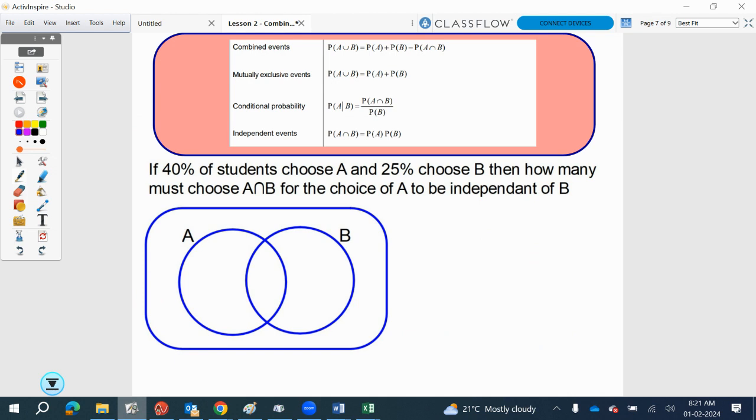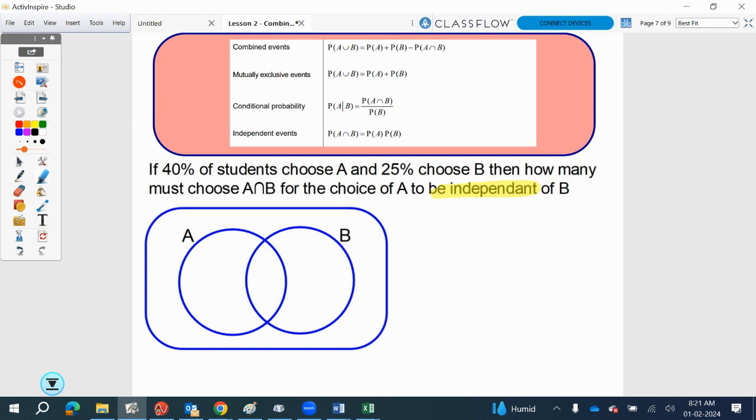Okay, so look at the wording. It says 40% of students are in A, 25% choose B. How many have to choose A and B for the choice of A to be independent of B? So here's your keyword, independent.